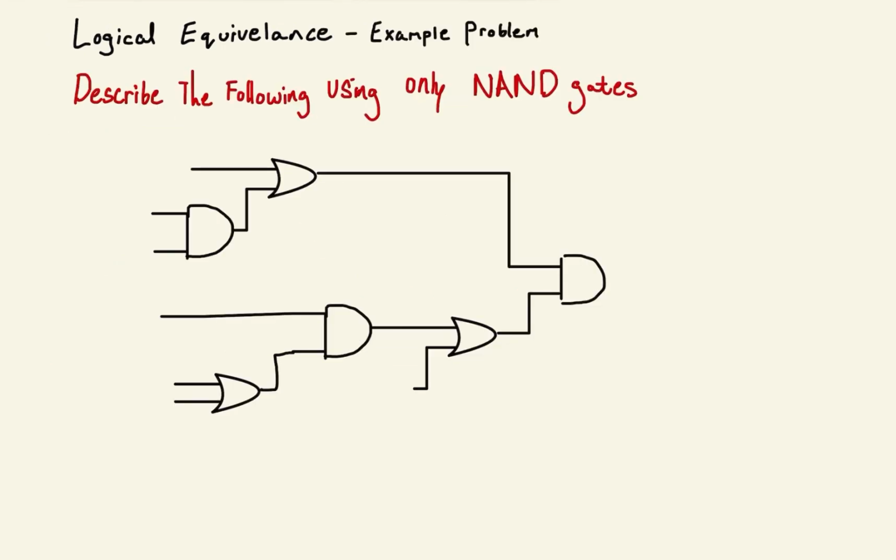Now let's get into some actual example problems. Describe the following using only NAND gates. I would like to point out that this is a sample midterm question, which I got from the ECE 124 course taught at the University of Waterloo. This was a question given to students in the spring 24 midterm. So, it says to describe the circuit using only NAND gates.